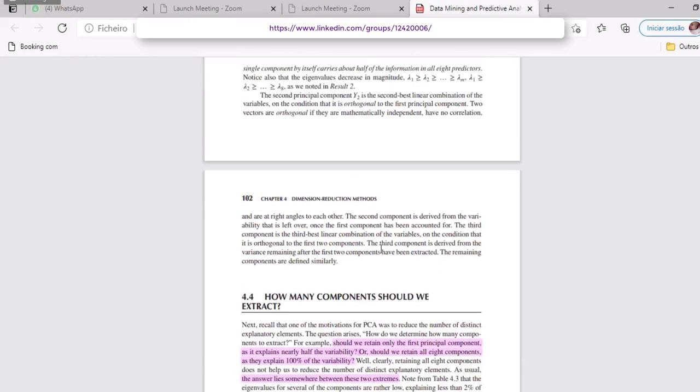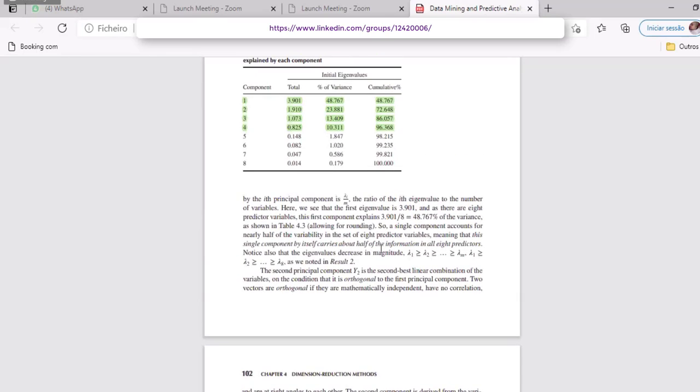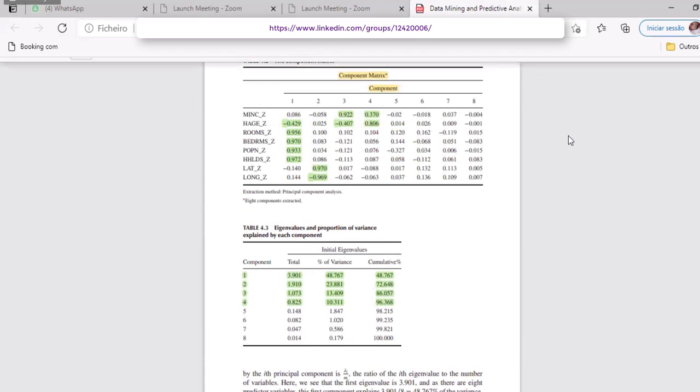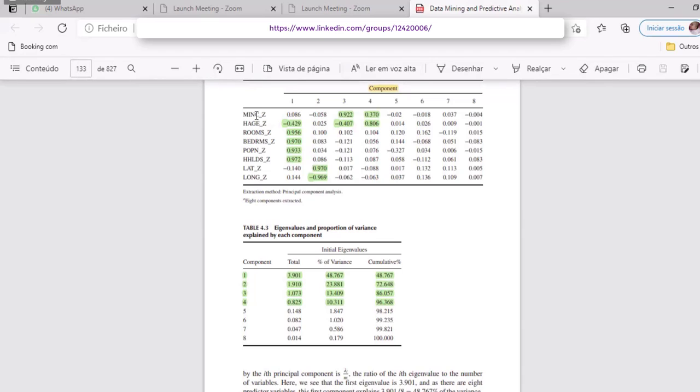This is the way to rank and analyze the components, to order them, and to explain how they are built. They are built based on these variables that are more related to them.